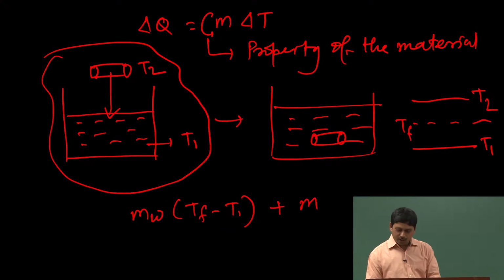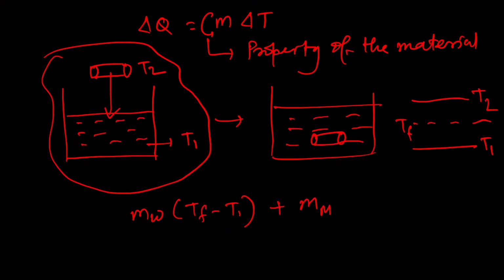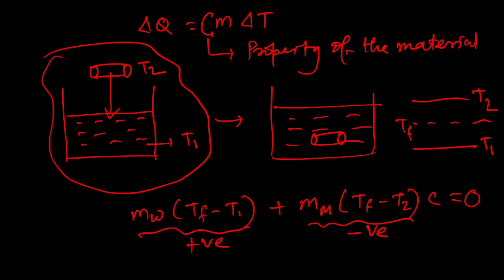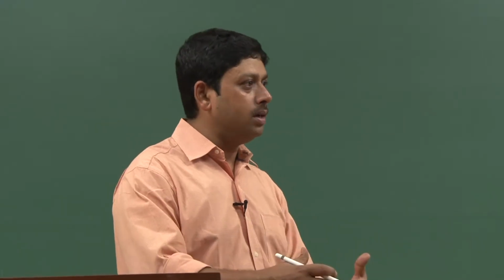plus mass of the metal rod, I am taking capital M, times Tf minus T2 times its specific heat, and overall it will be 0. Now, since T2 was larger than Tf, this is a negative quantity and the other is a positive quantity, right. So, you can balance them and you will be able to find the specific heat of the system, because you know all of these, and the only thing that you do not know is the C. So, without knowing the specific heat of the system, just because we have defined heat in terms of water, we can now calculate the specific heat of the other system as well.